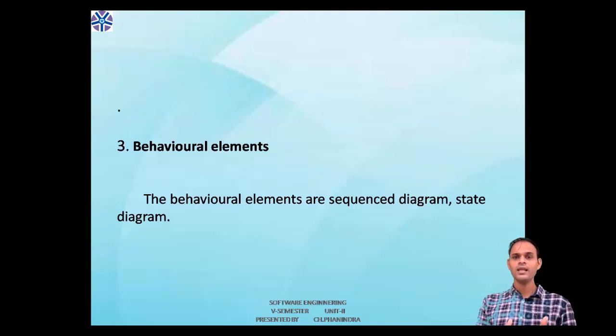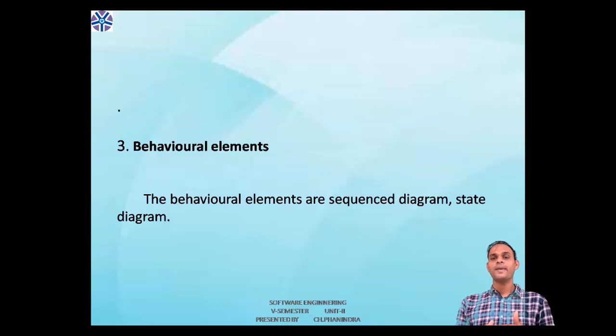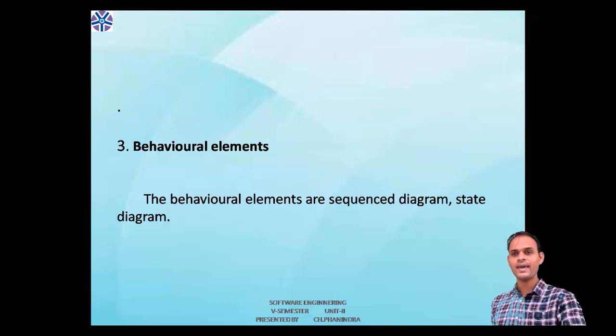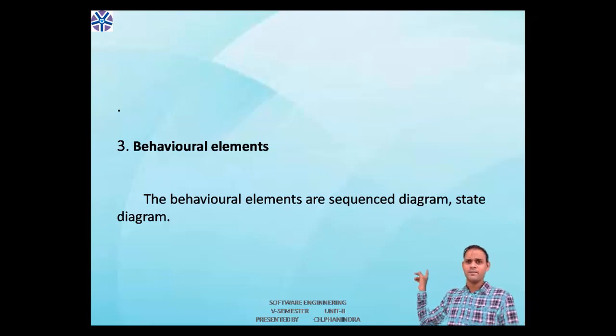So the behavioral elements are the sequence diagram and state diagram. Generally this type of behavioral element representation is based on sequence diagrams as well as state diagrams. Behavioral elements represent the system and how it is changed by external events. These are the examples of sequence diagrams and state diagrams of the behavioral elements.